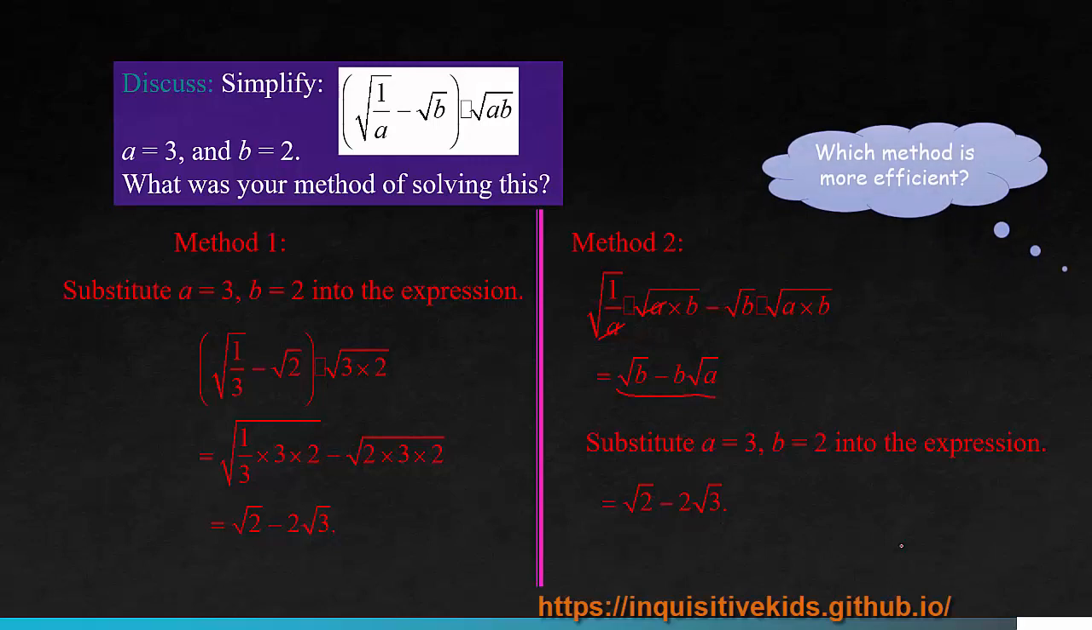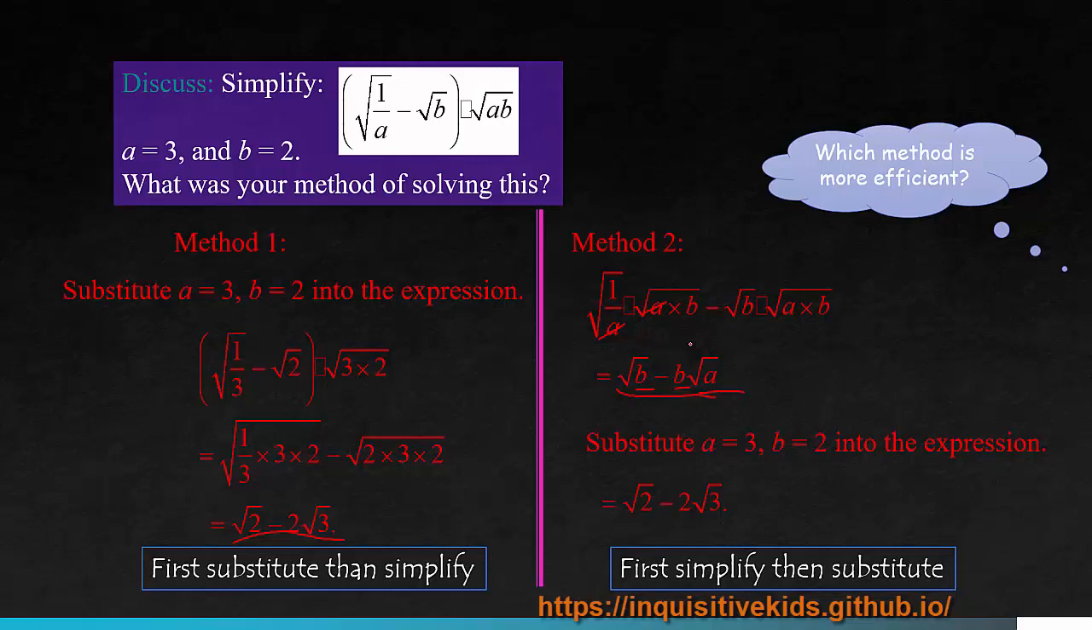Which method was more efficient? In the first method, when you first substituted the values into the expression, you had to do all this unnecessary calculating, and then in the end, you are left with the answer. But in method 2, we don't even have to worry about what the values are. We just did a lot of canceling things out and simplifying. In the end, we didn't have to do any calculation with the numbers. All we had to do is replace these variables with their values, and it was that simple. We got the same answer. The first method is to first substitute, then simplify, and the second method is to first simplify, then substitute.